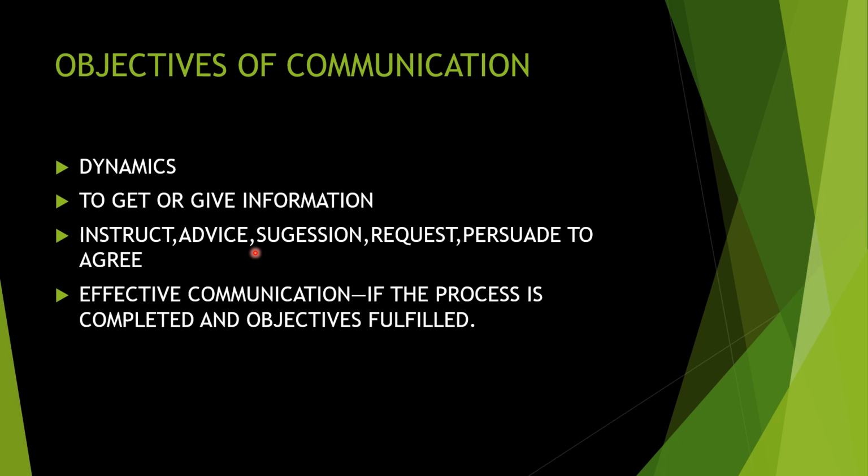The last one, effective communication. How will it become effective communication? If the process is completed and the objectives are fulfilled. What are the objectives already given earlier? They are dynamics, to get or give information, instruct, advise, suggestion, request, proceed to agree. If all these things are fulfilled or the process is completed, it means the communication is effective. That means these are the factors that help us make communication effective.